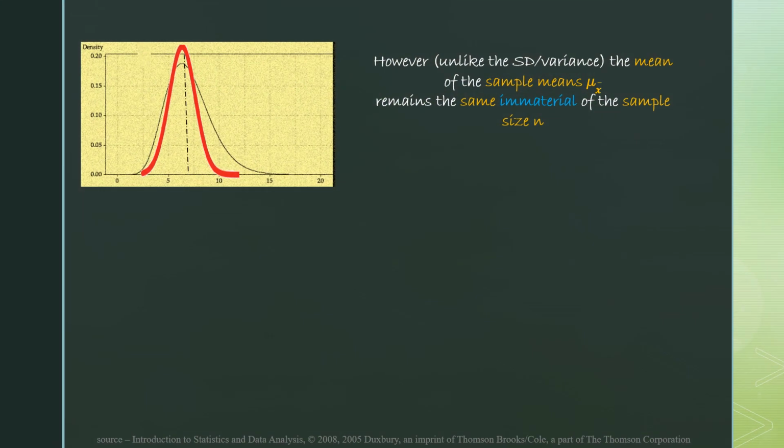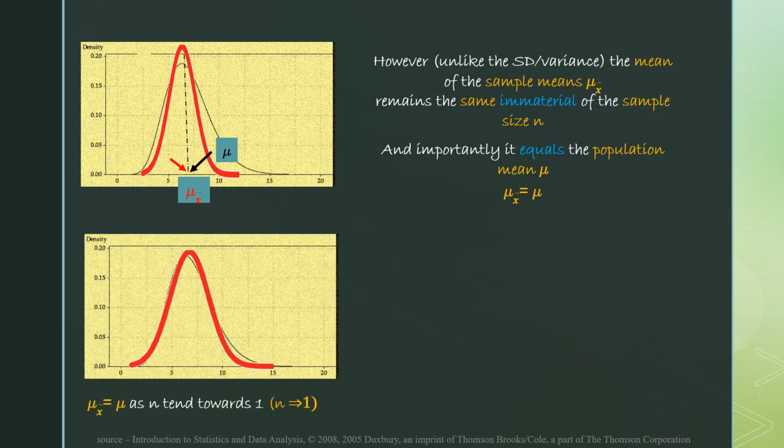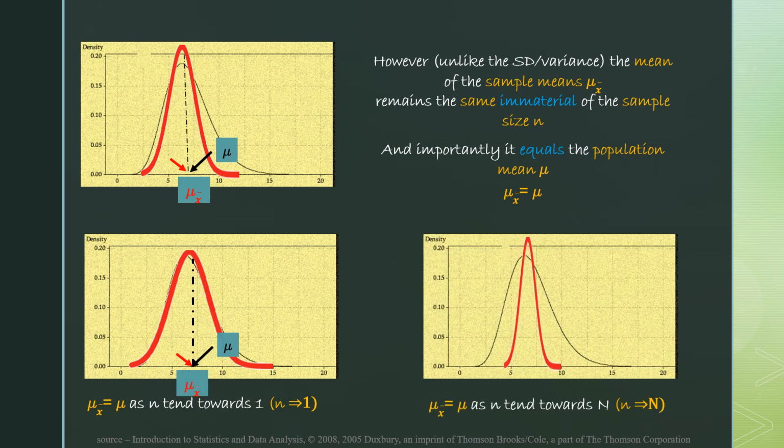However, unlike the standard deviation or variance, the mean of the sample means mu of x bar remains the same immaterial of the sample size n. And importantly, it equals the population mean mu. Mu of x bar equals mu. Mu of x bar equals mu as n tends towards 1, and mu of x bar equals mu as n tends towards the population size N.